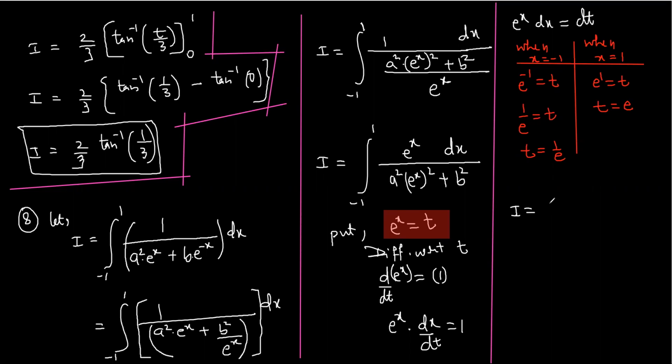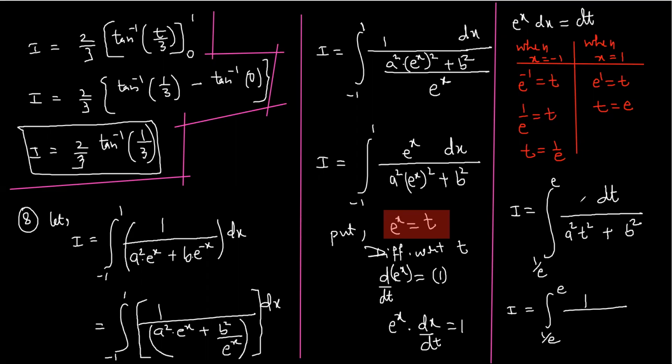So now you have I equals, it is not negative 1 to 1. What it is? It is 1 upon e to e. What is e raised to x dx? It is dt. And a square e raised to x squared is a square t square plus b square. So next step I write this as, this is a very important question, the integral from 1 upon e to e of 1 dt, and this I write as a t the whole square plus b square.